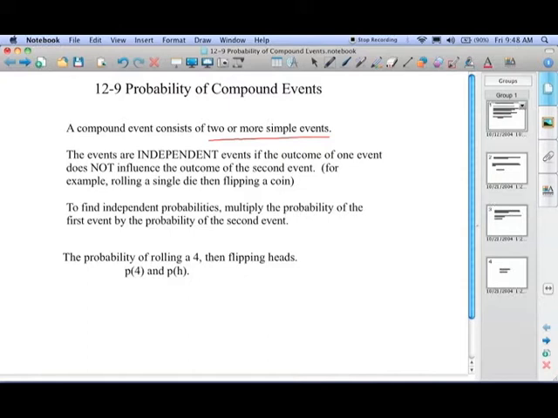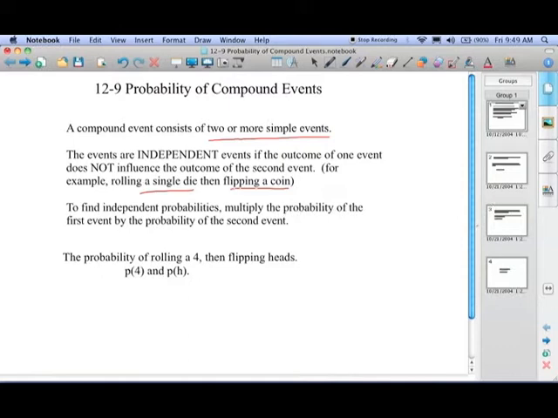The events are independent if the outcome of one event does not influence the outcome of the second event. For example, rolling a single die and then flipping a coin. The results of flipping the coin have nothing to do with what happens when you roll a single die. To find independent probabilities, you multiply the probability of the first event by the probability of the second event.